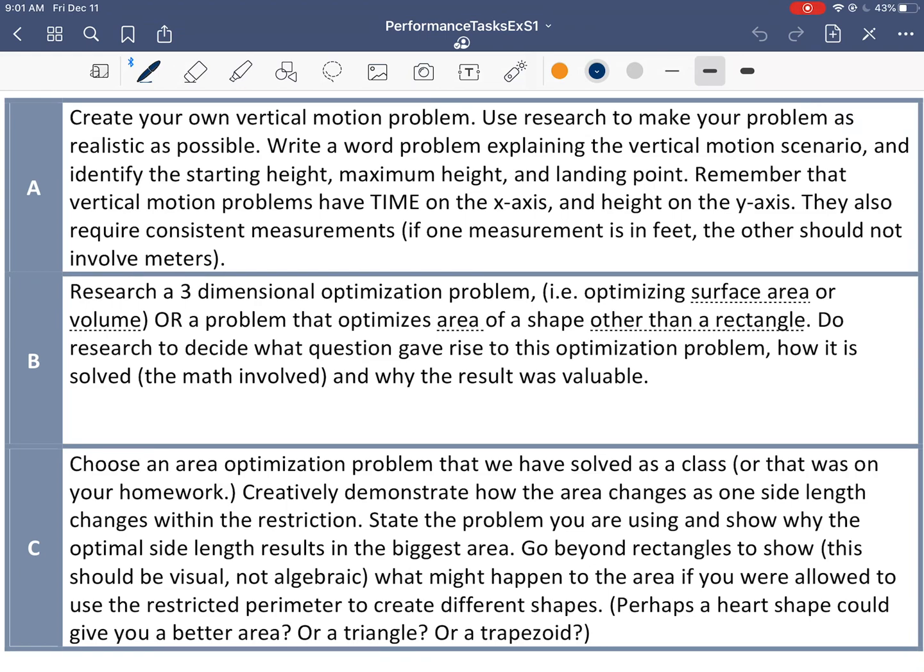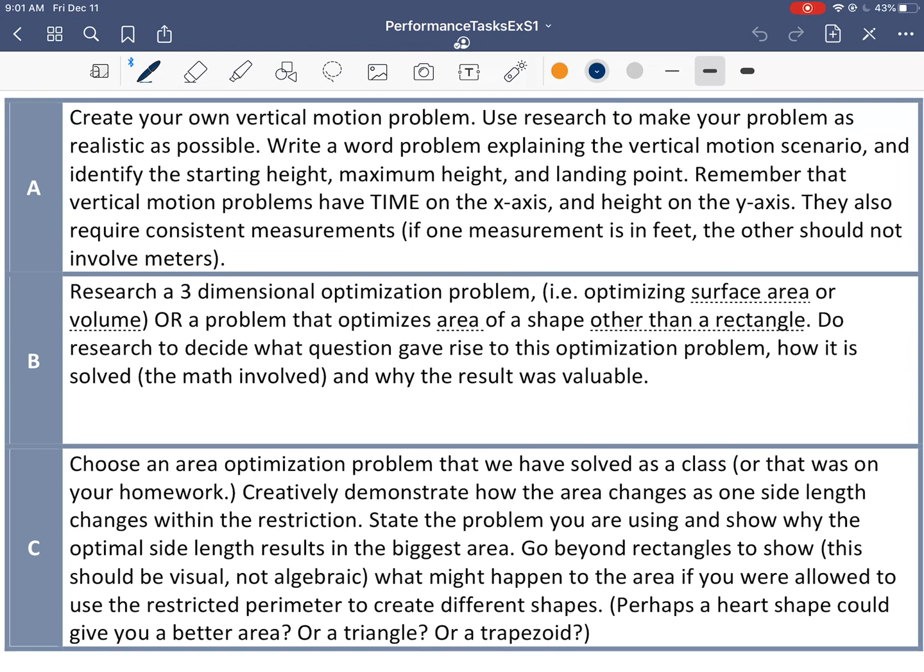Do research to decide what question gave rise to this optimization problem. So using our soda can example, it's like, okay, what should the dimensions of this cylinder soda can be so that we use the least amount of aluminum and still give this amount of volume, right? And how it was solved. You don't have to understand the math, you just have to give me a rundown of the result, right?